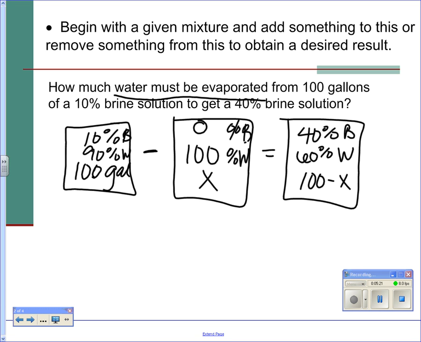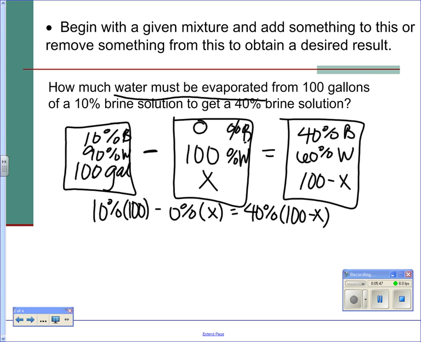Okay, so there are actually two different ways you can do it. One of them is easier, but it doesn't really matter whether you do it that way or not. If we use the brine, we have 10% times what, minus 0% times x, equals... Does that make sense? But what is 0% times x? 0. So this one cancels out, right? So you're really just left with that. Does that make sense? That's what I think is easier because you end up canceling out a term right off the bat.